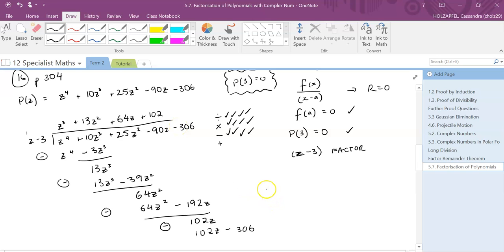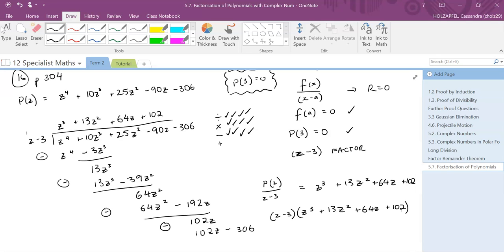So if I was to divide our polynomial from before by z minus 3, then the quotient or the solution is going to be z cubed plus 13z squared plus 64z plus 102. Okay, so I could rewrite this now by popping this in brackets like this, but you can see that we haven't actually finished solving this because we need to go ahead and factorize the cubic function.